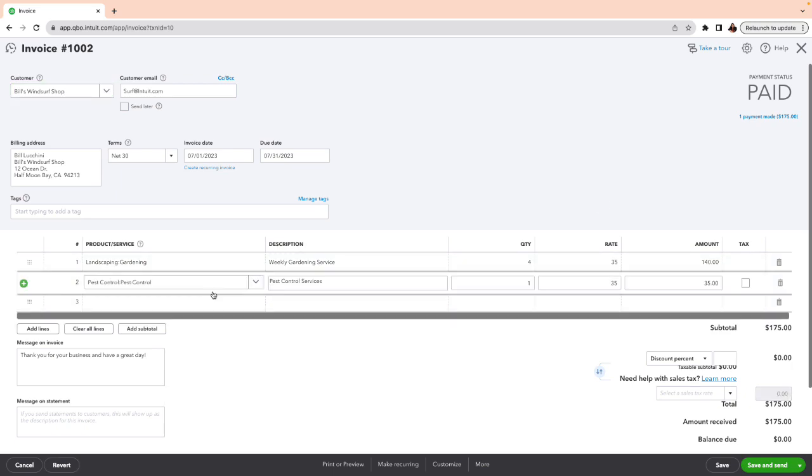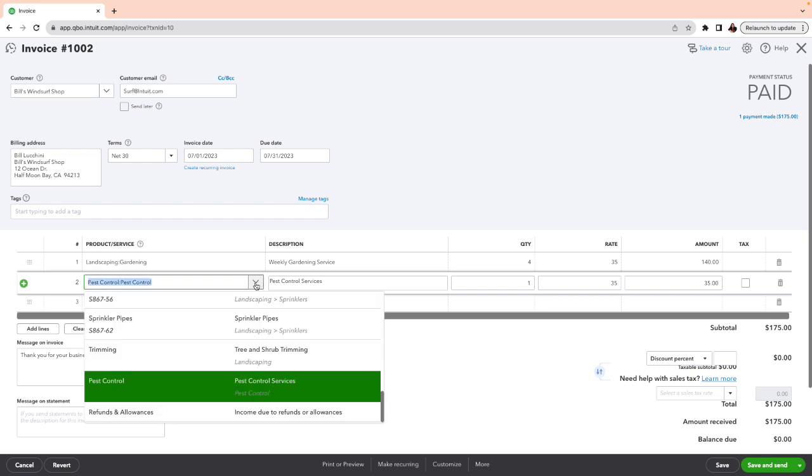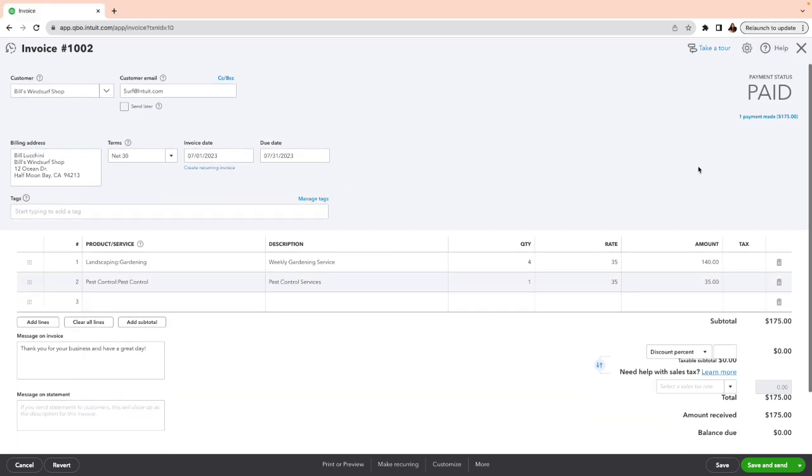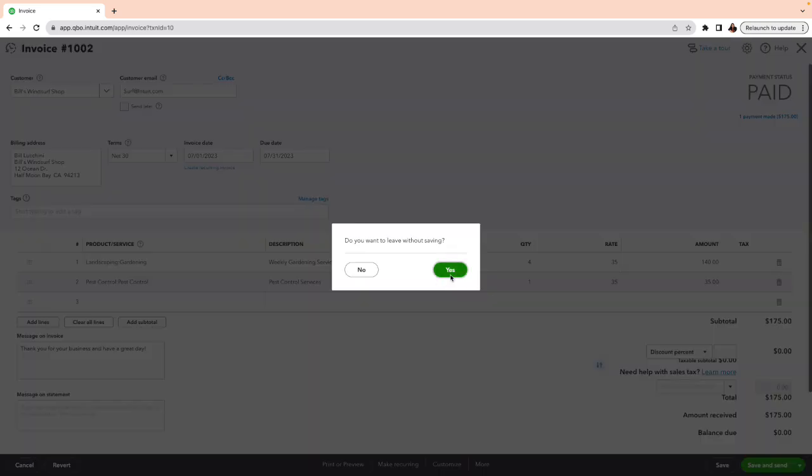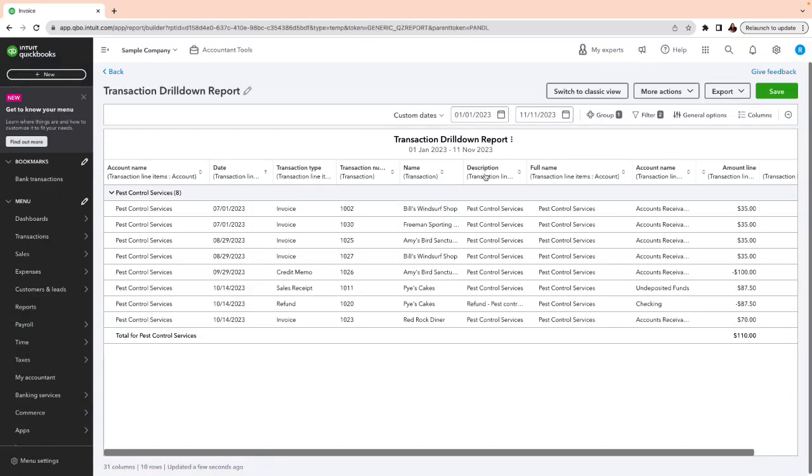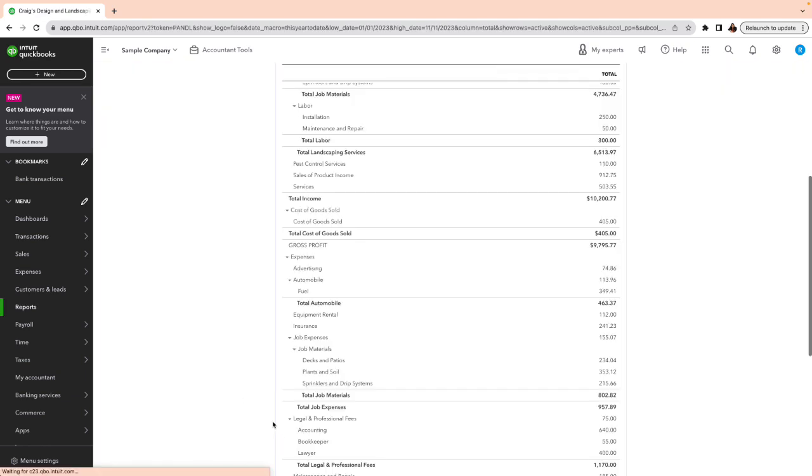So if you're changing the categorization for pest control, maybe one of the services, you can just click on the arrow and select the right service. And make sure when you change the service, it will change the amount of the invoice here. So you want to make sure you write it back up if it does change it. We're going to get out without changing, but this is how you go.